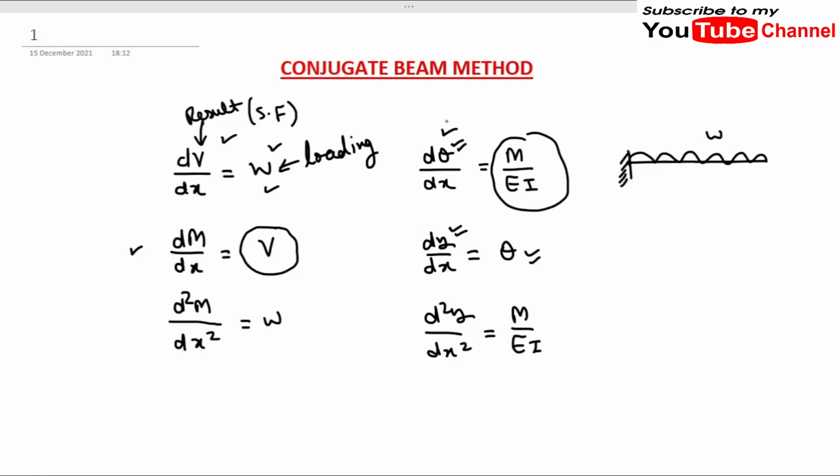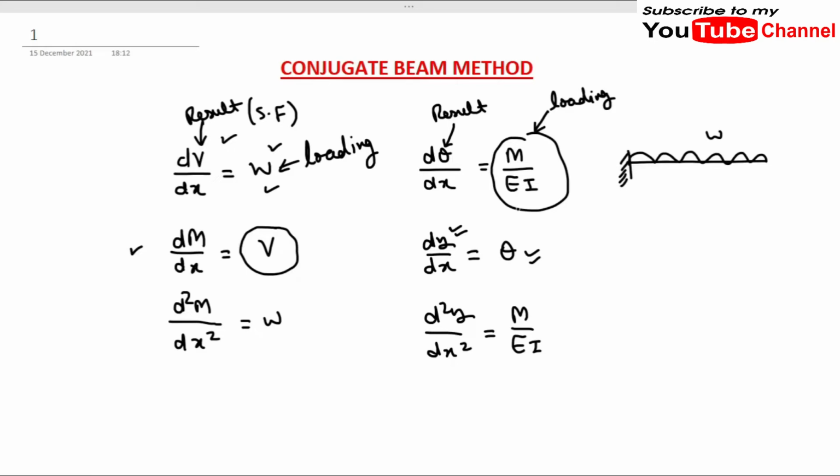Now if we look at this equation as we have seen here, if we assume that this M/EI is our loading, then this θ, which is slope, will be our result from the analysis. So if we use this M/EI as the loading, then we will get our slope. I hope you are understanding.